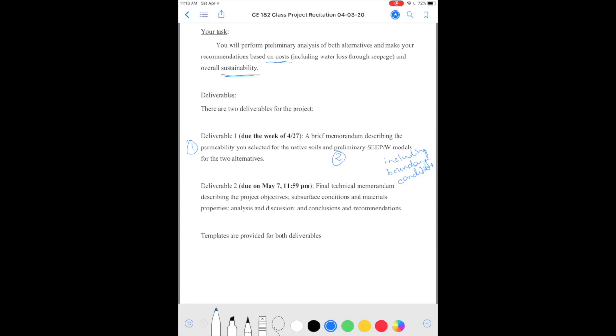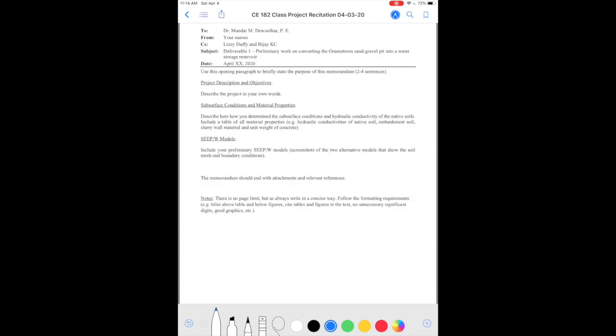And then your second deliverable is due on May 7th, which is a full technical memorandum describing the project objectives, all the way to conclusions and recommendations. So that's your second deliverable. And we have provided you templates for both deliverables. The first template is just our usual memorandum. The names of the 2 of you are going to be here. We have already given you the subject.